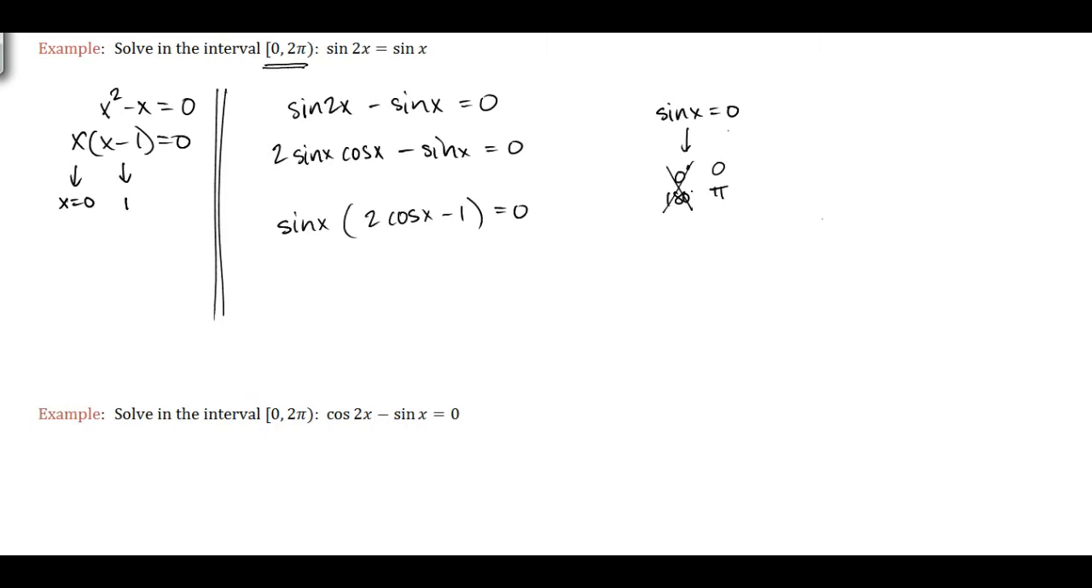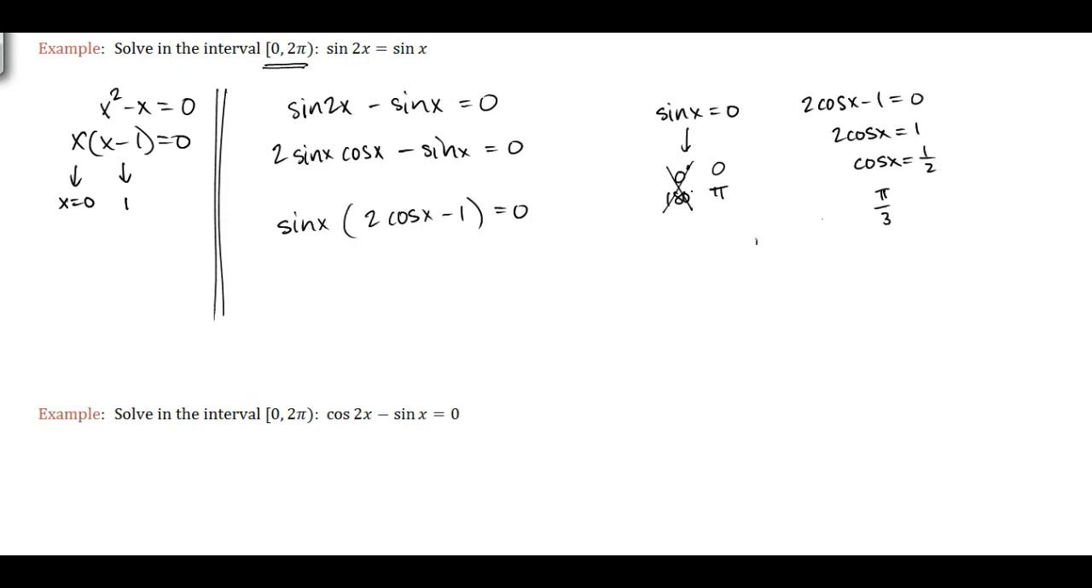Because they wanted radians. Also, another time that this is equal to 0 is 2 cosine of x minus 1 equals 0. So move the 1 over. 2 cosine of x equals 1. Divide by 2. When does cosine x equal a half? So back to my hand trick. That would be at pi over 3.